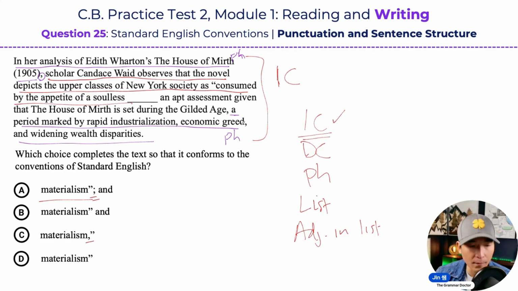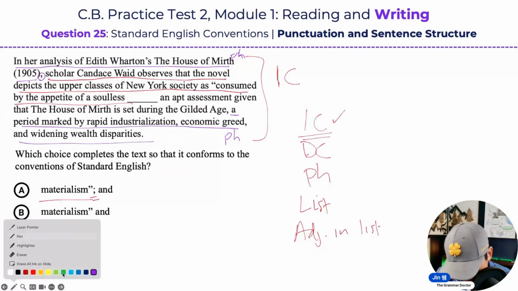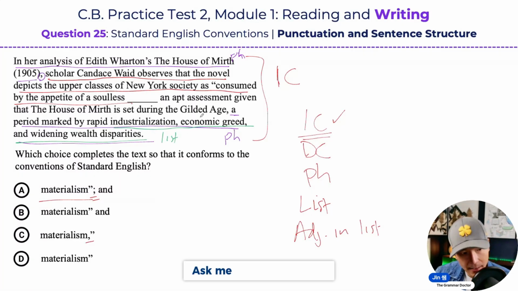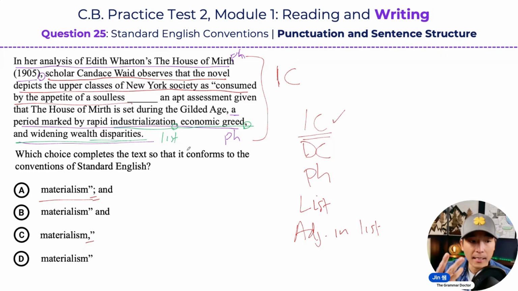A phrase is just a group of words that doesn't have a subject or a verb, and it also doesn't have a complete thought. So a phrase will never have a verb inside of it. Now within this phrase, notice how we have industrialization, economic greed, and widening wealth disparities. That smaller component within this larger phrase is what I call a list of items. A list is basically when you have items in a list: industrialization, comma, economic greed, comma, and widening wealth disparities. So here I have a list of 3 items.